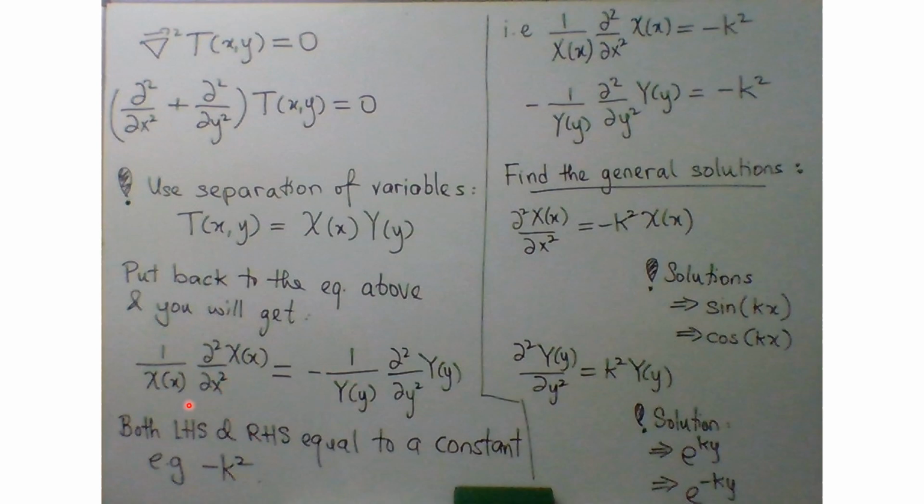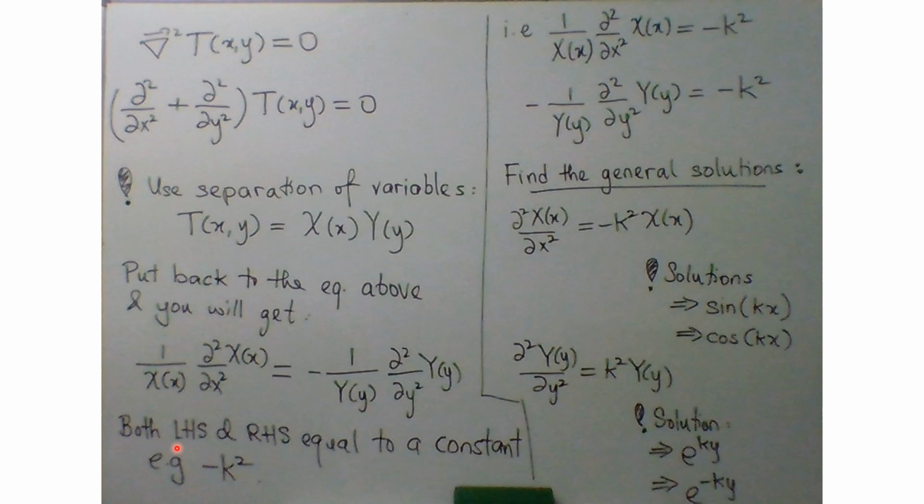So the only time that you can have such a case is when these two are going to be equal to a constant. So in this case we can choose a constant. Here we choose it to be negative k squared, right? You can use any constant that you want, but if you use negative k squared, you will see that the result is easier to interpret.